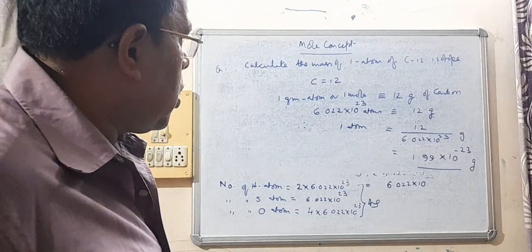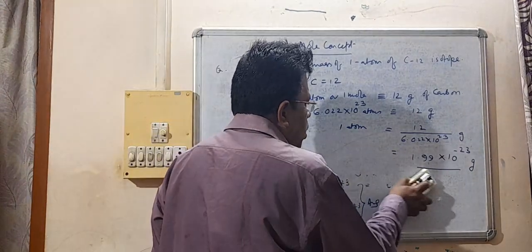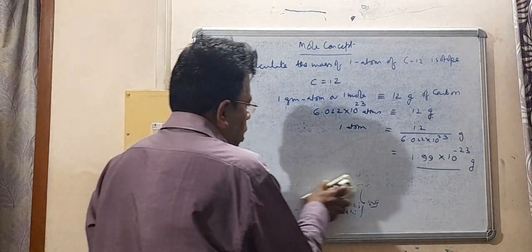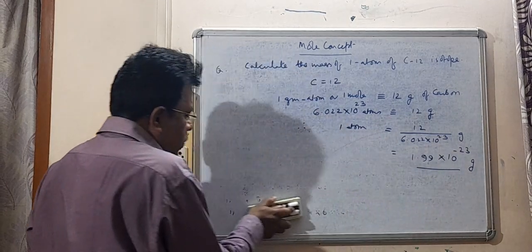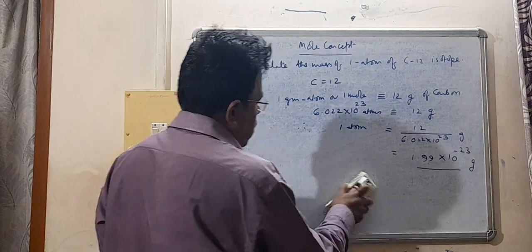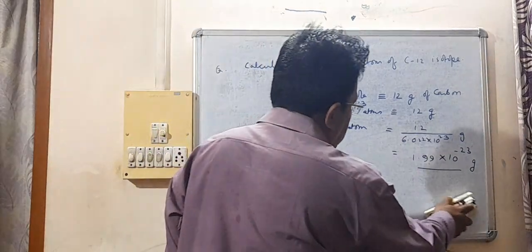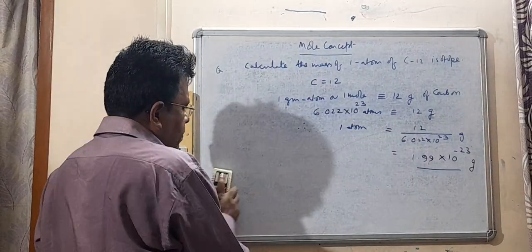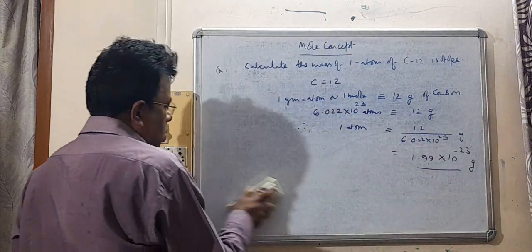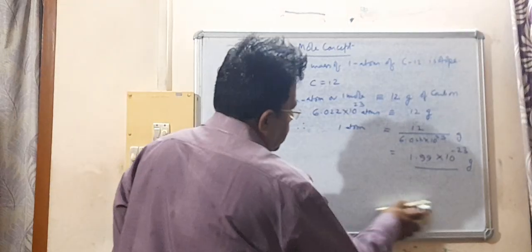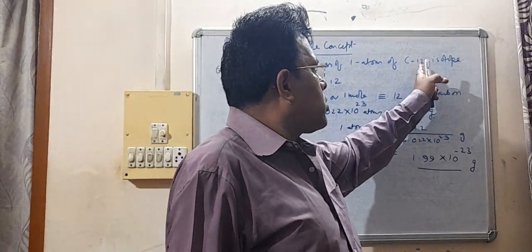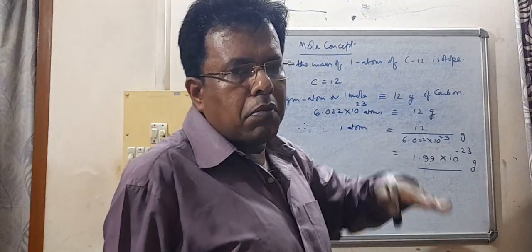So once again I am telling you here, atomic mass and mass of one atom of the element are entirely different things. Mass of one atom means absolute mass of one atom of the element, whereas atomic mass means it is relative mass.